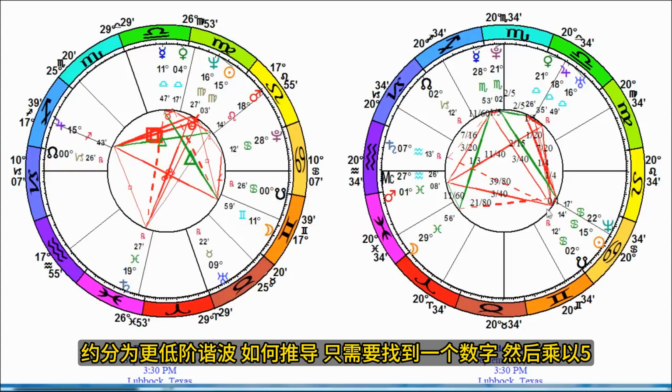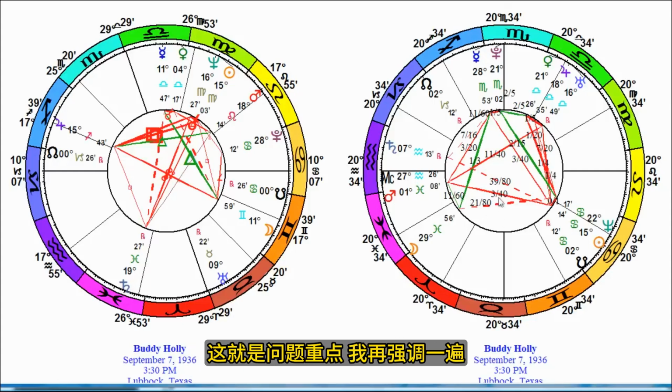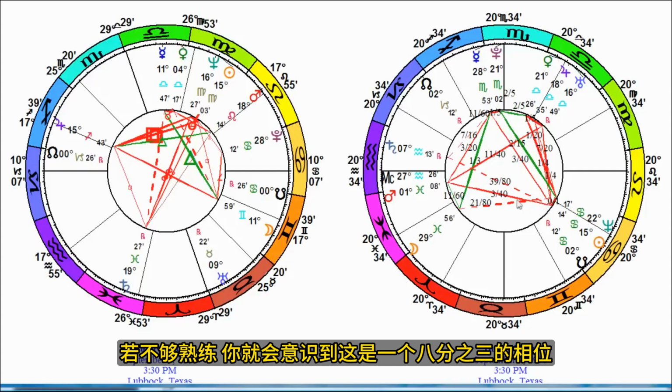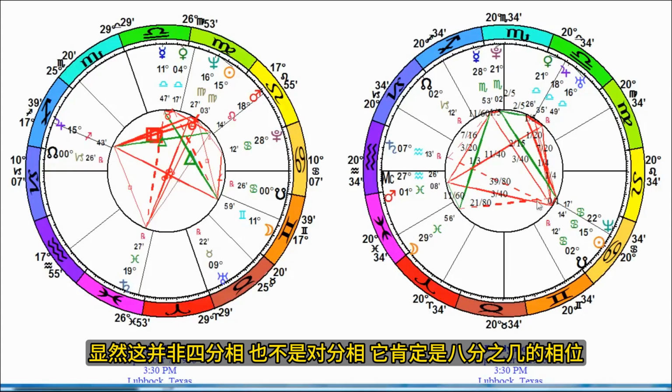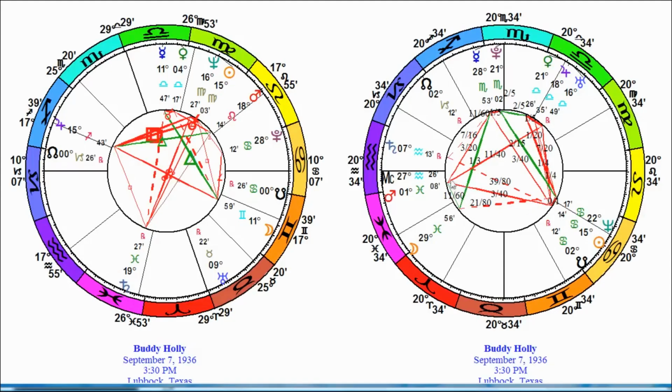Well, what you can do is find the number that you multiply times 5. Why 5? Because we're in the 5th harmonic. What number multiplied by 5 equals 40? That's what you can think. What number multiplied by 5 equals 40? 8. And as you get experience doing this, you'll realize that this is a 3/8 aspect. It's not a square, it's not an opposition, it must be one of the eighths. It's a 3/8, 135, so 8 times 5 is 40. It's beautiful. There it is.